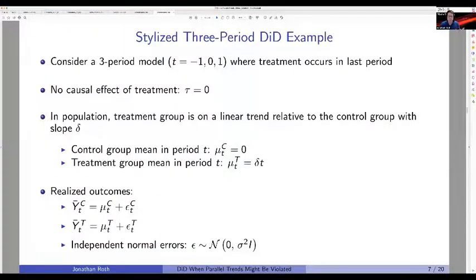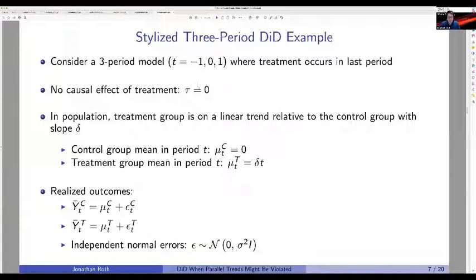So consider a 3-period model where treatment occurs in the last period. This is very similar to one of the examples that Bacon gave, where say everyone who's going to expand Medicaid gets treated in 2014. So let's ignore the late adopters. We take just the Medicaid adopters in 2014 and the never adopters, right? And so then we might have data in 2012, 2013, 2014. So we have the pre-treatment, and then we have the states that adopt in the last period, 2014, and the states that never adopt.